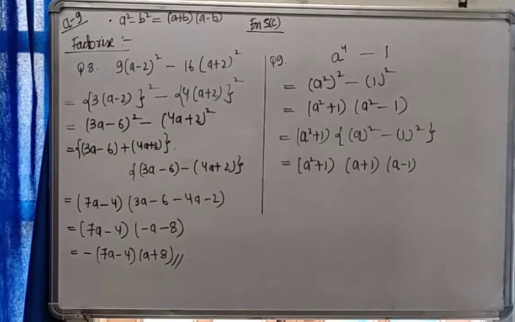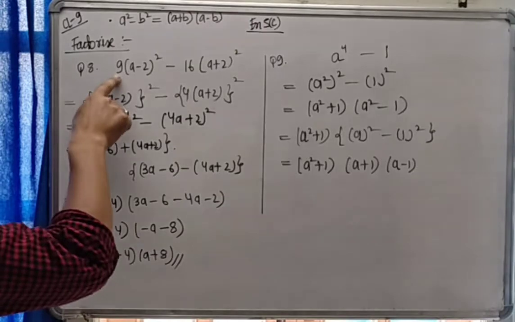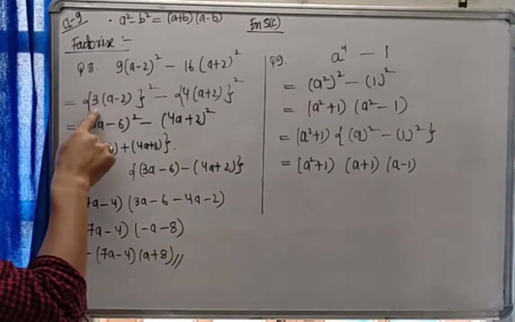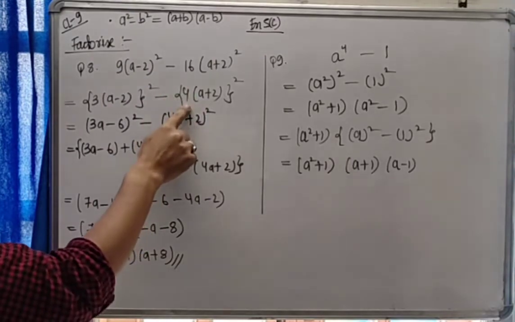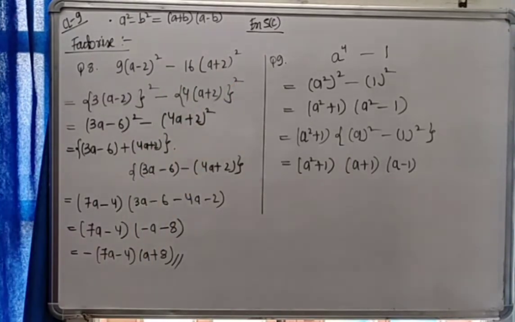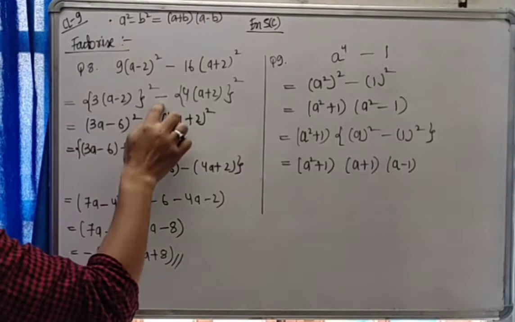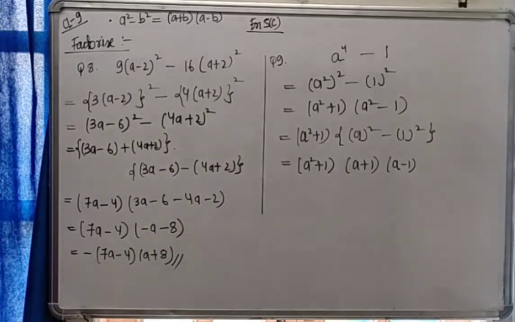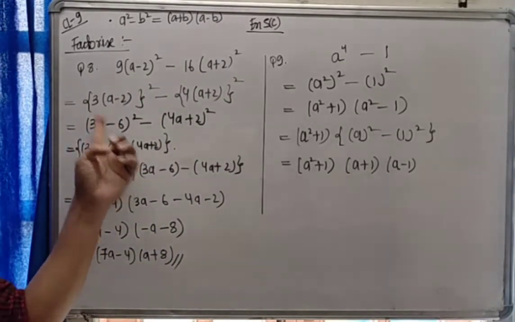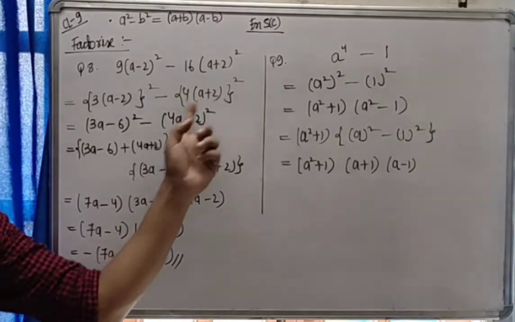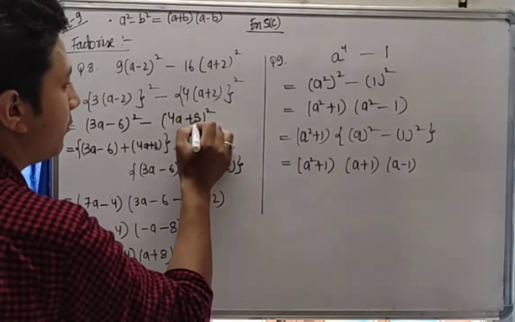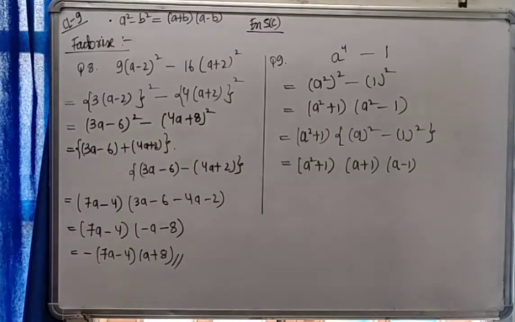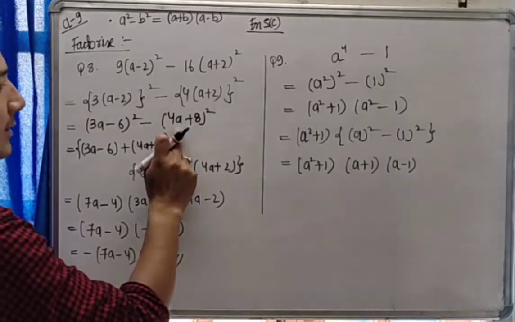Okay, now this type of questions we have already done also. What we'll do, we'll keep this 9 inside the bracket and we'll put a square. Similarly, 16 I'll keep inside the bracket and put a square. So which means now this is a square minus b square. So you multiply 3a minus 6, 4a plus 8, 4 2s are 8, my mistake out here. Okay, so now it is coming in the formula a square minus b square.